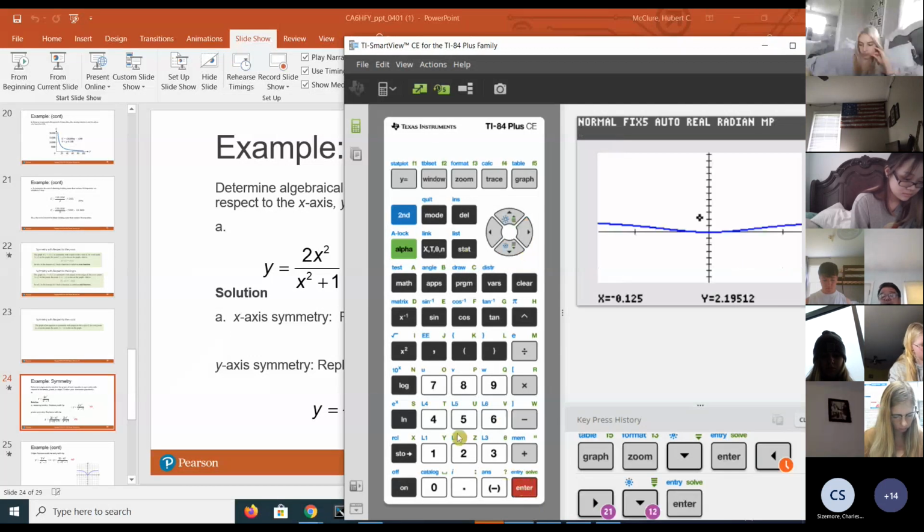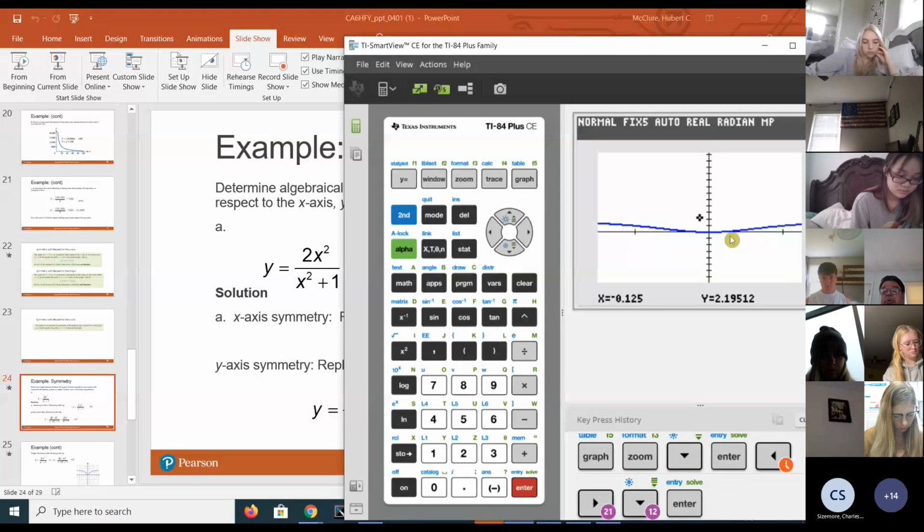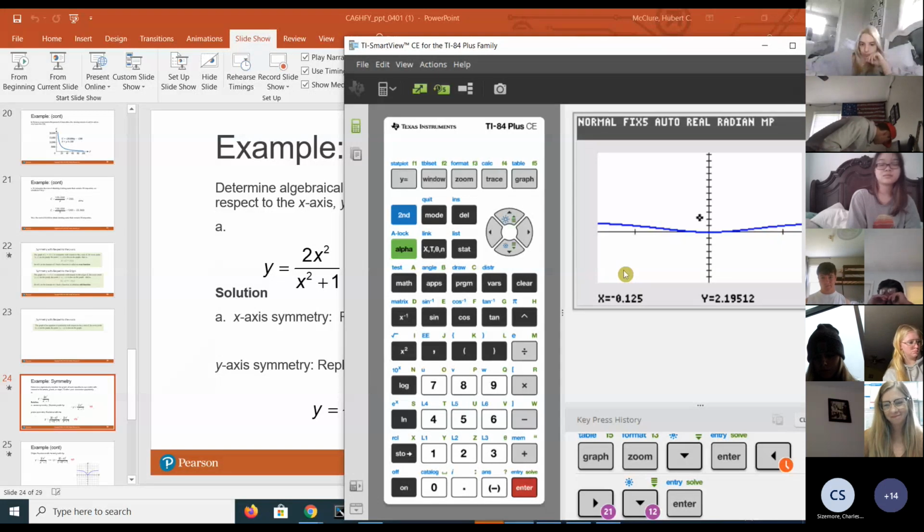And you can see, since it's x squared over x squared, you still got the volcano look, only it's going kind of downward. And it's symmetrical around the y-axis. So it's an even function.